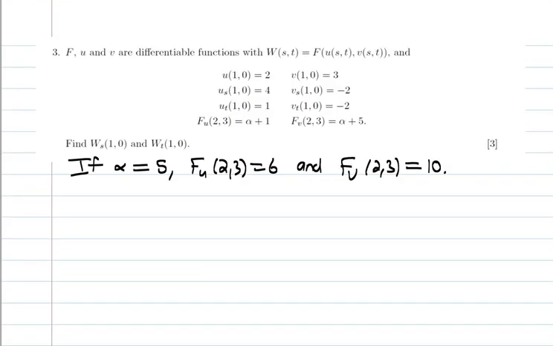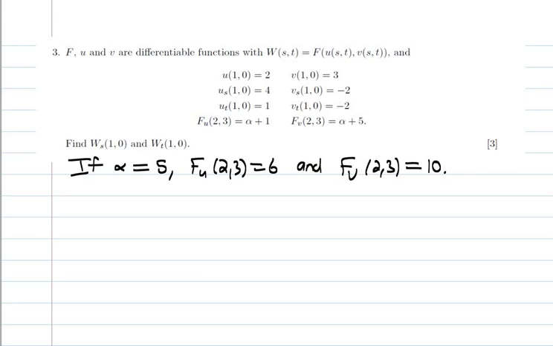And so for the very last question, it deals with the chain rule when you have loads of variables. So here we have lots of information. For this question, I'm going to take the value alpha equals 5. So that means that f partial u at the point (2,3) evaluates to 5 plus 1, which is 6, and f partial v at the point evaluates to 5 plus 5, which is 10. Now, there are so many variables here.